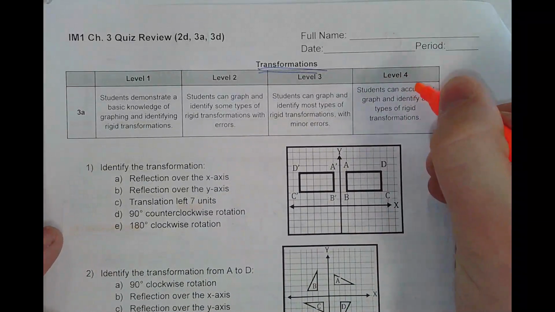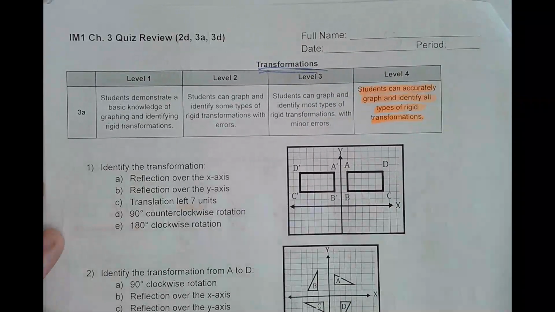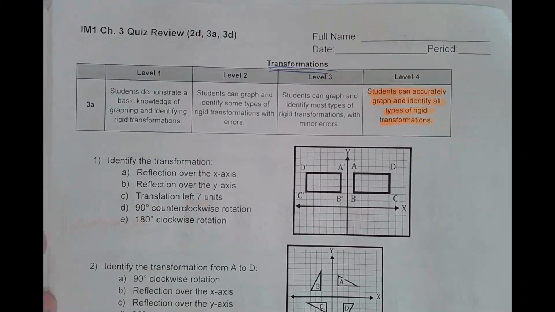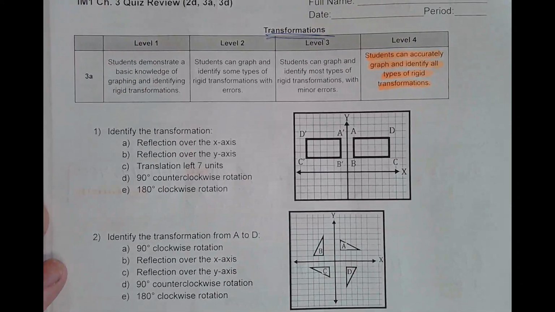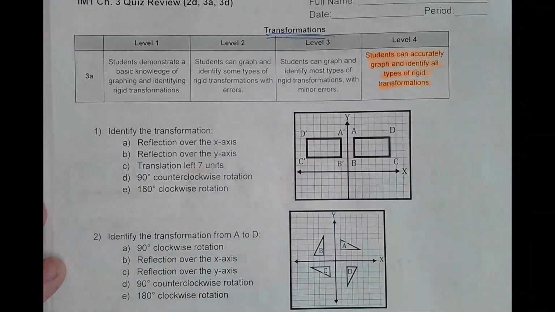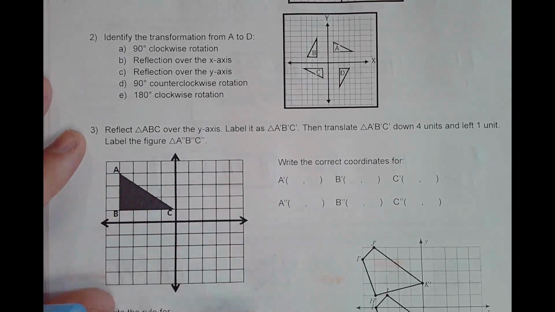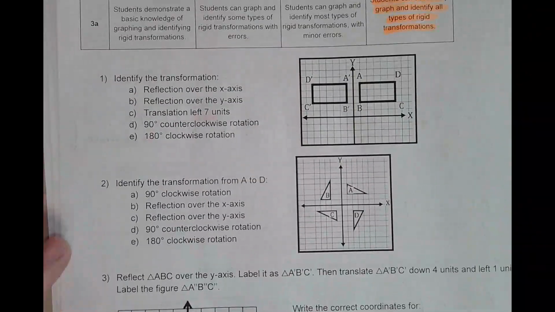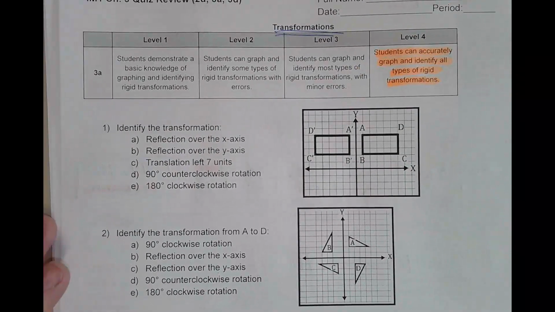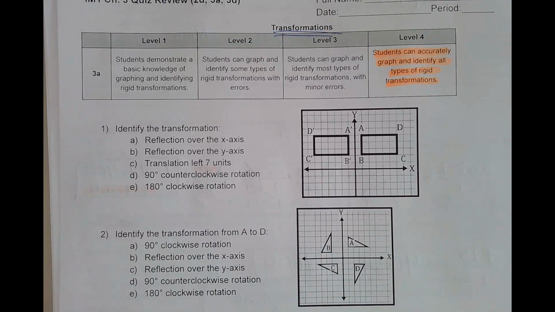We have to be able to accurately graph and identify all types of rigid transformations here. So we're not only going to be doing reflection and rotation, we're also going to be doing translation, where we have to move a figure and also state the rule. So here we go. Number 1, identify the transformation.